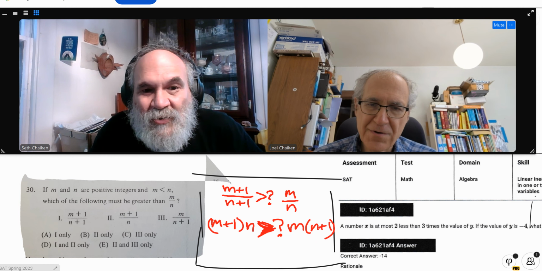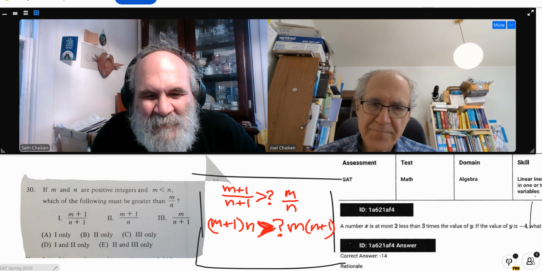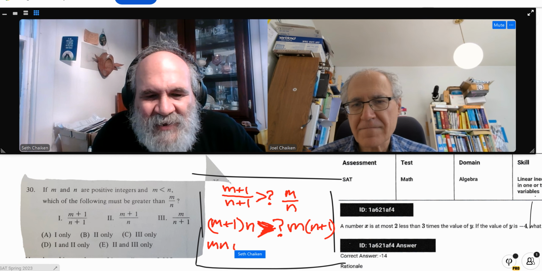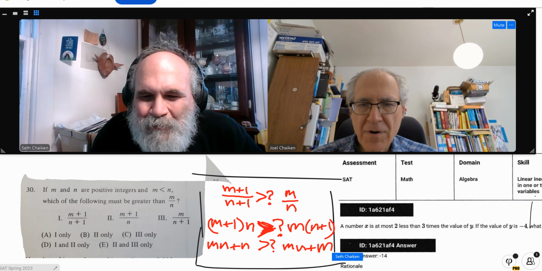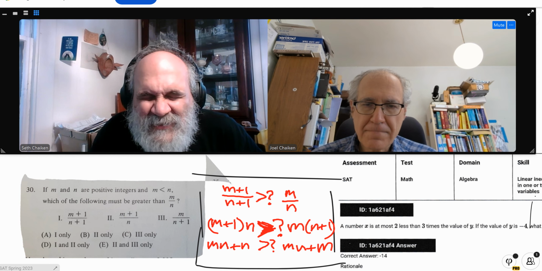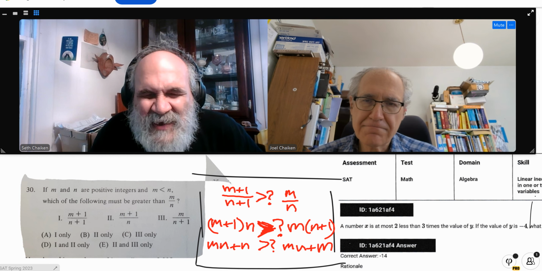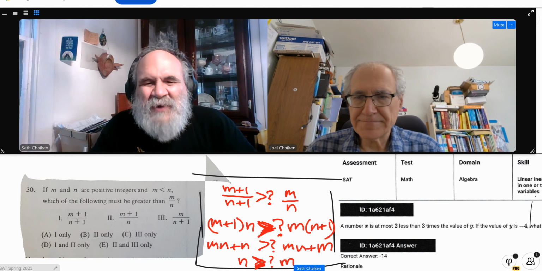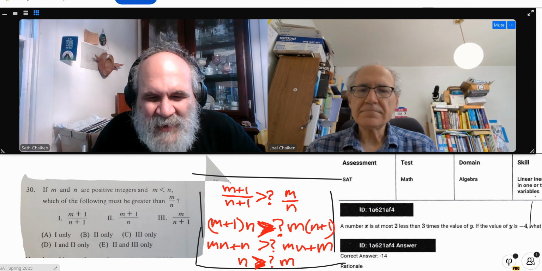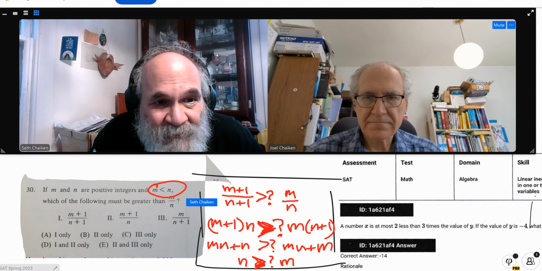Wow. Then you multiply them out with your distributive law. You can have m's on both sides. mn plus n. Right. We wonder if that is greater than mn plus m. Right. And we could subtract. You just subtract m times n from both sides and wonder if n is greater than little m.